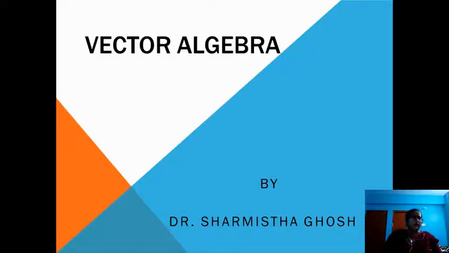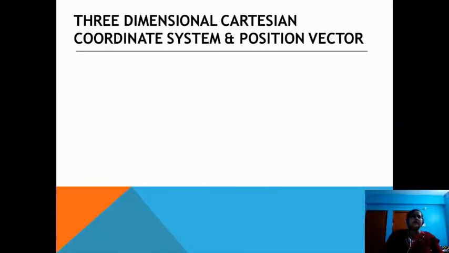So in the last class we have just seen what is the difference between a scalar and a vector, and then we have seen how to represent a vector with respect to a two-dimensional coordinate system. And now we will go on to a three-dimensional coordinate system and the representation of the vectors.